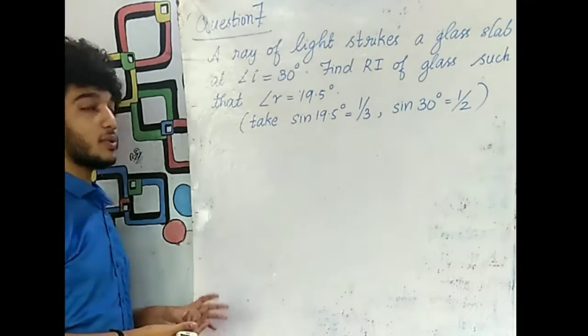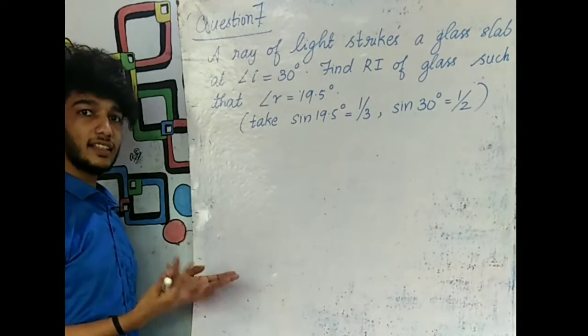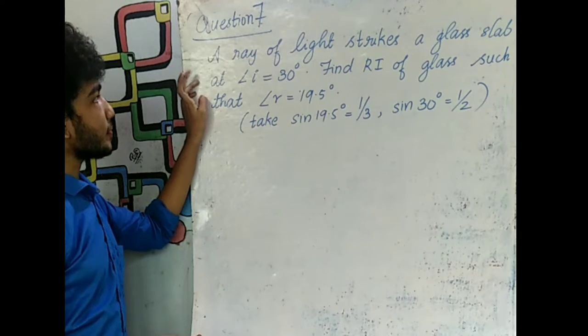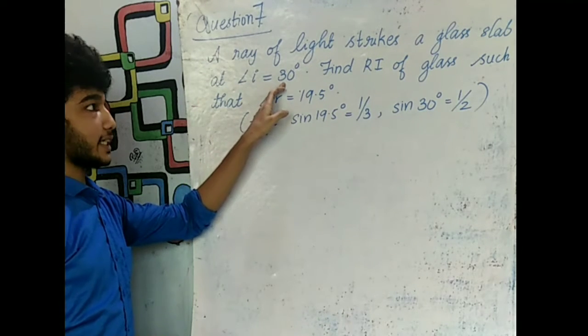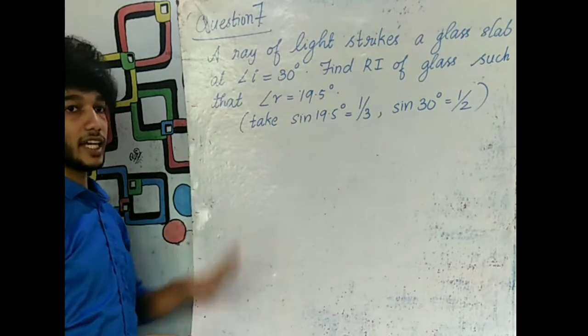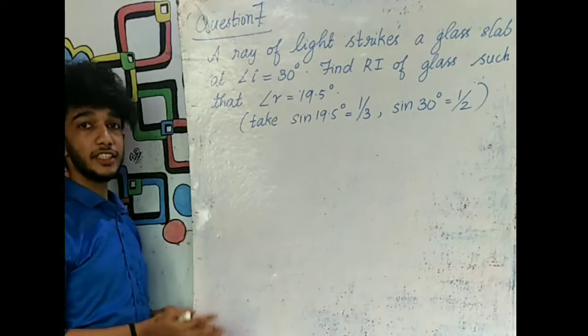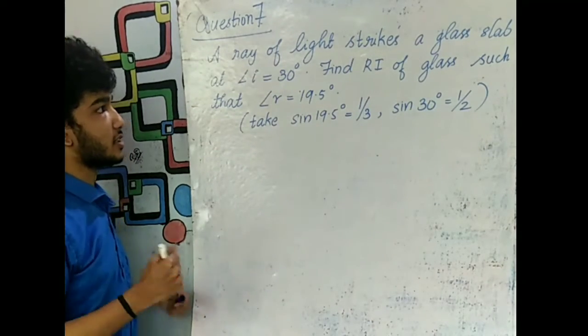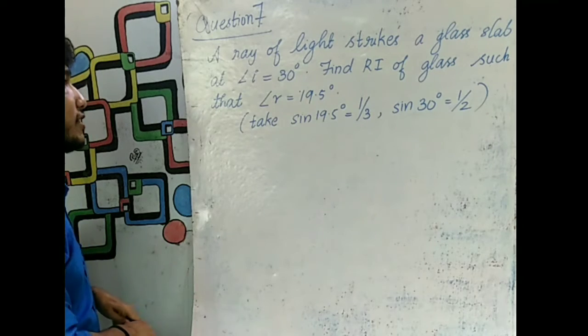So see, the question now is asked for 2 marks, but it's very direct. This 1 mark answer is enough. A ray of light strikes a glass slab at angle of incidence equal to 30 degree. Find the refractive index of glass such that angle of refraction equal to 19.5 degree. The sines of the two angles are also given in the question. So very direct question, refractive index of glass.